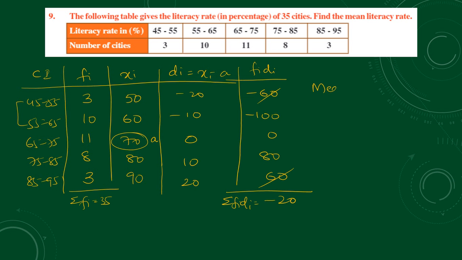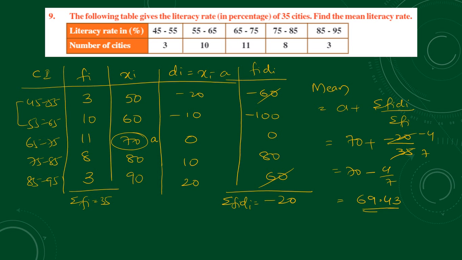So finally, mean is equal to, since we are using the assumed mean method, a plus summation of fi di by summation of fi. What is the value of a? 70 plus summation of fi di, minus 20 by 35. So this gives me 70 minus, in the 5 table, 4 times 7, so minus 4 by 7. On simplification I am going to get 69.43. So this is nothing but the mean of this particular data, right?